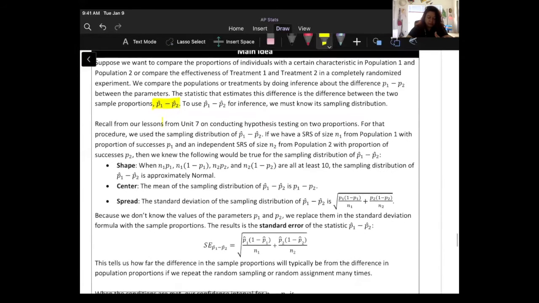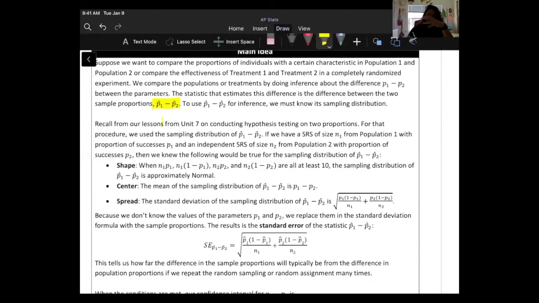Recall from our lessons in Unit 7 on conducting hypothesis tests on two proportions. For that procedure, you use the sampling distribution of p hat 1 minus p hat 2. If you have an SRS of size n1 from population 1 with proportion of success p1 and an independent SRS of size n2 from population 2 with proportion of success p2, then we knew the following would be true for the sampling distribution of p hat 1 minus p hat 2.